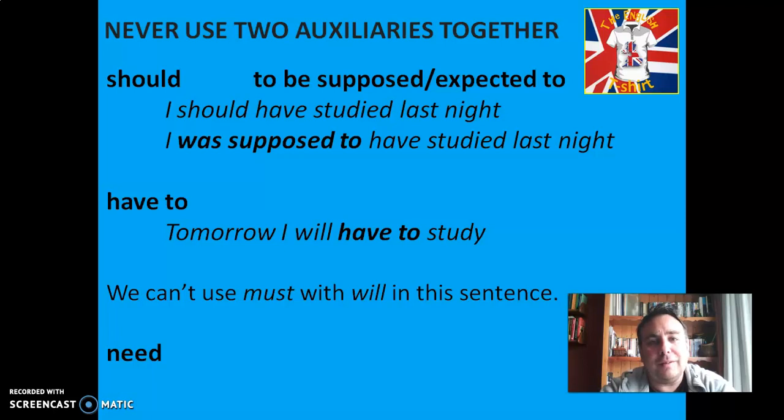Have to is a substitute for must. Tomorrow I will have to study. Mañana tendré que estudiar. We can't use must with will in this sentence because we can't use two auxiliaries together. Regarding need, we will talk about it later.